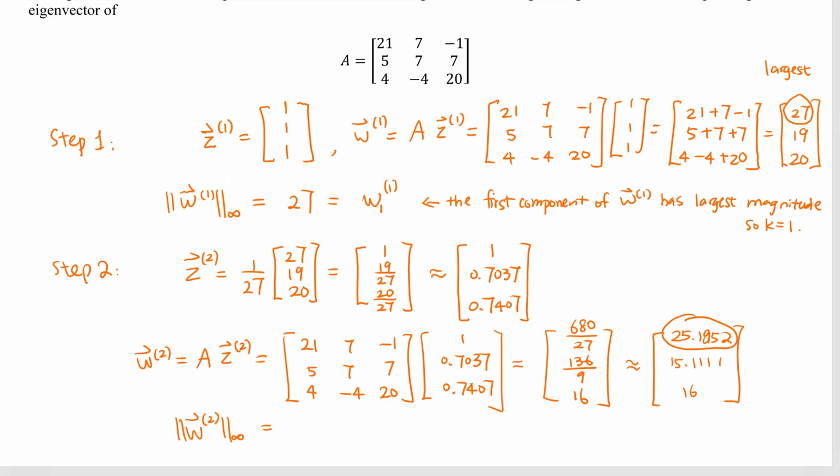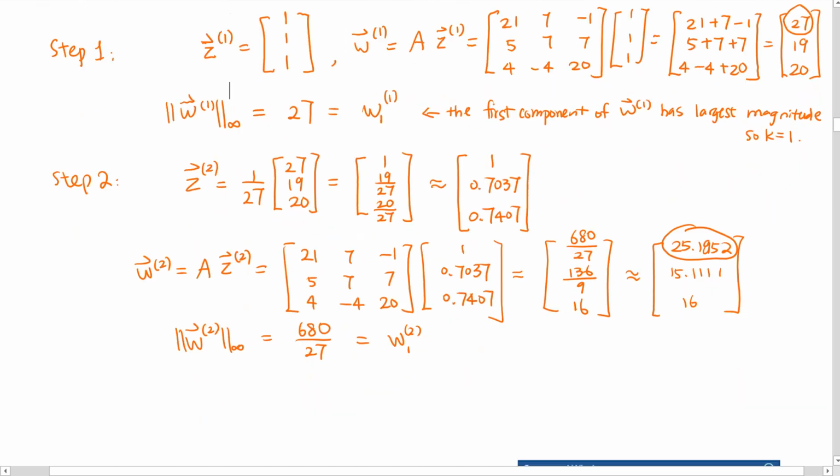Let's use the fractions, okay? So 680 over 27. And this is W2. And this is the first component. So this is still 1, sub 1. So far, so good, everybody? So the index K might change. Maybe in the first step, the first component is the largest. Maybe in the second step, the second component is largest. Then you change this number to 2. Okay? All right. So this is the second step. Let's continue.